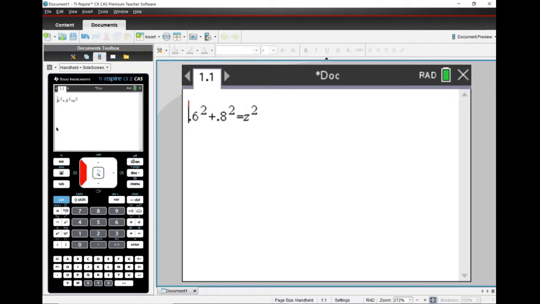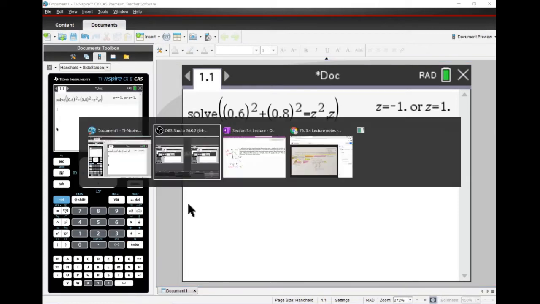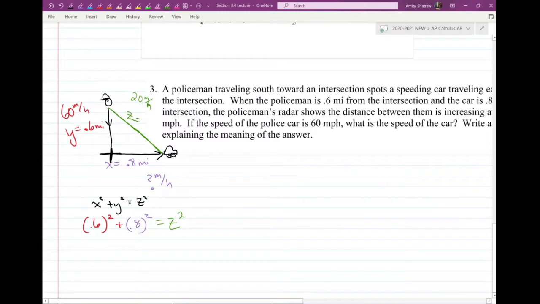I got super excited here. I forgot to type in the solve. So there you go, I've typed in the solve. I forgot to put in that I was solving for z. And now, boom, my answer. Ooh, it says that it's either -1 or +1. Obviously, I'm dealing with distances here, so I'm going to say that it is +1. And I'm going to go ahead and label it right here. z equals +1, and that's miles. So that's how far away they are at the moment.